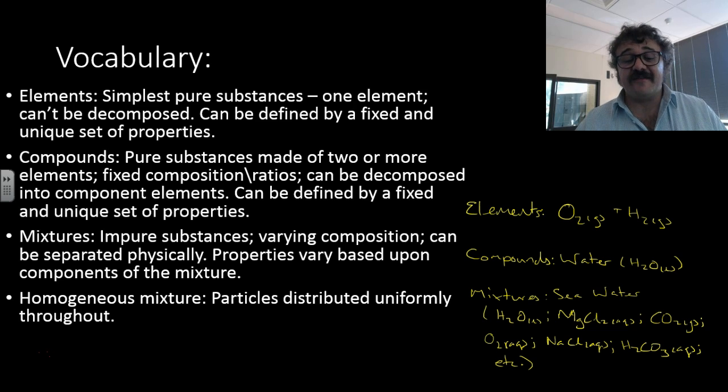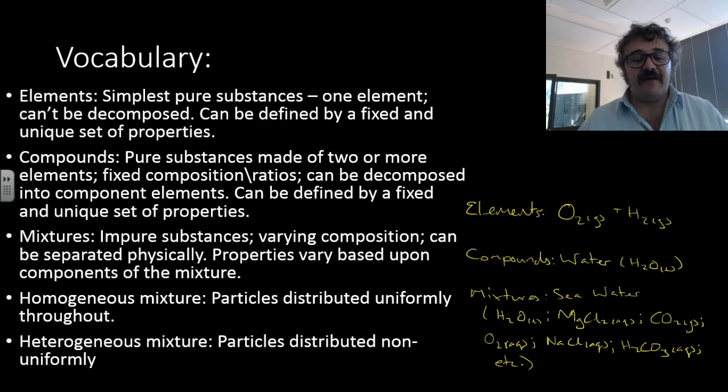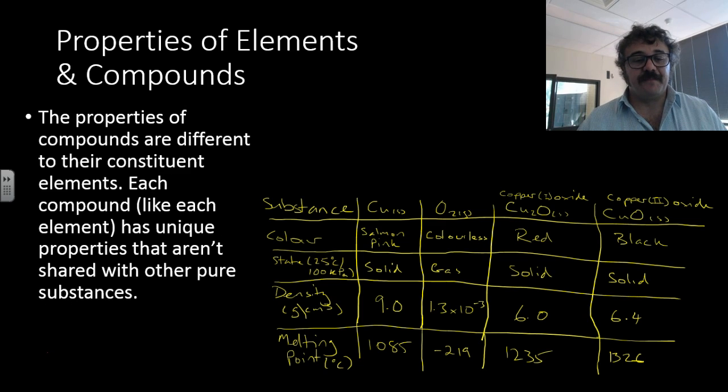There are homogeneous mixtures, in which the particles are distributed evenly throughout, or uniformly. In other words, it looks like it's one thing. And then we have heterogeneous mixtures, in which the particles are spread all over the place, like a non-uniform distribution of particles. So you'll have different properties in different parts of the mixture.